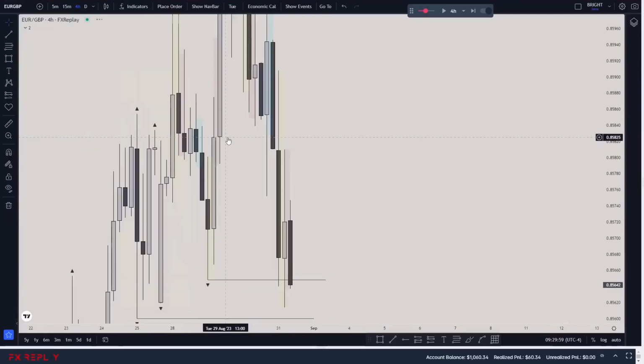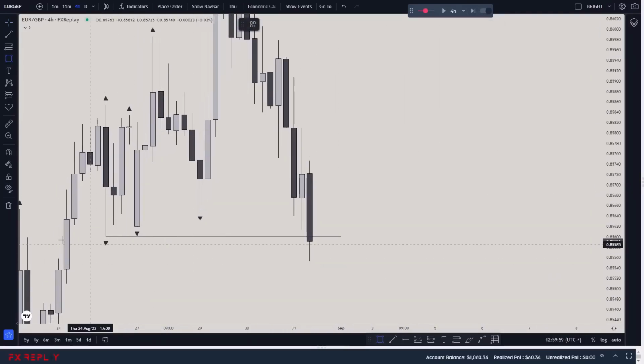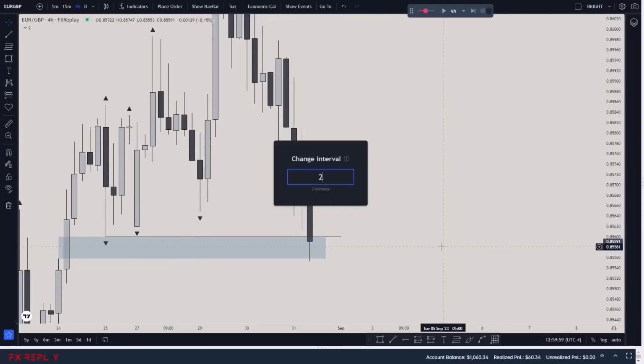So now switching to the 4 hour, let's see what happened here. So this level now no more, and price actually goes lower to this level, and we have a fair value gap here, an unfilled part of the fair value gap. So let's go to 15 minutes.